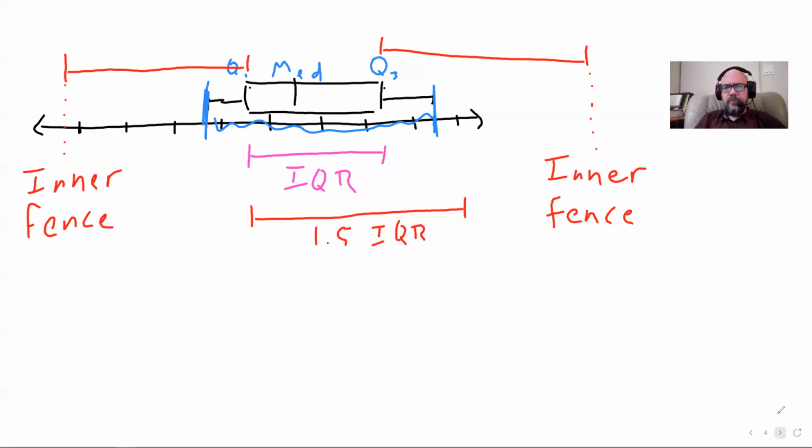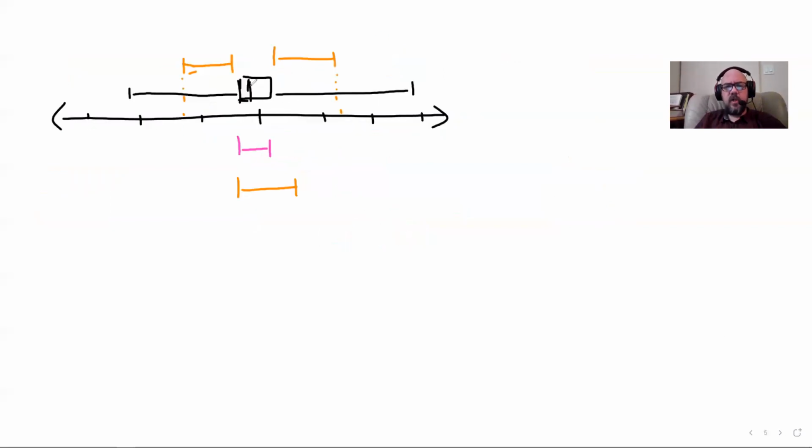Let's see what more there is. So here we have a smaller box. I've color coded the same thing. So this is Q1, Q3, the median, the IQR is the length of the box, and then 1.5 times the IQR is a little bit bigger than that. And so we take the 1.5 times the IQR and add it on to Q3, so it goes this far, and subtract it off of Q1, so it goes this far. And then those borders are the inner fences.